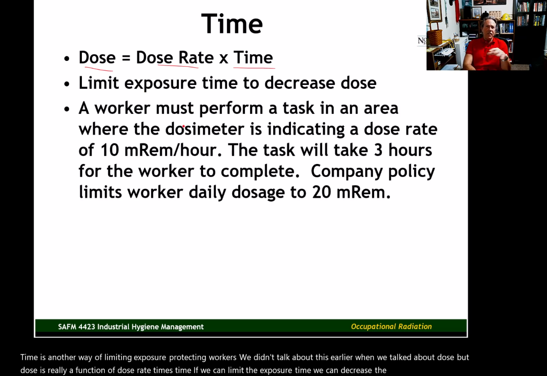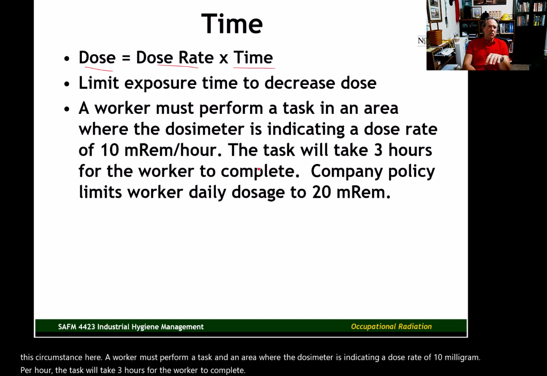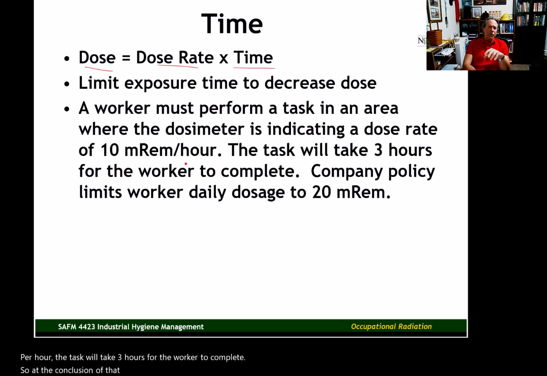Let's say we have this circumstance here. A worker must perform a task in an area where the dosimeter is indicating a dose rate of 10 millirem per hour. The task will take 3 hours for the worker to complete. So at the conclusion of that 3-hour period, they're going to have a 30 millirem accumulated exposure.